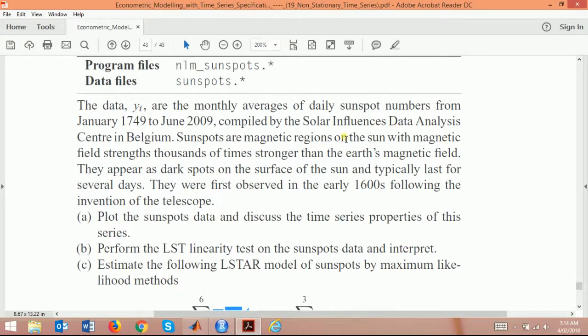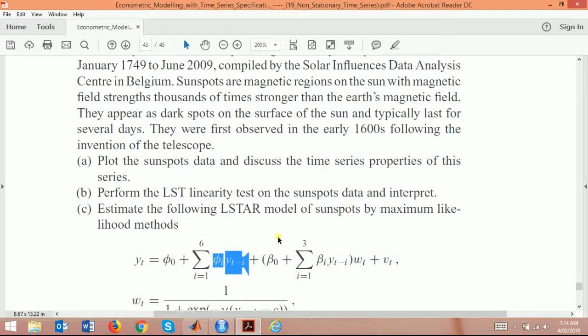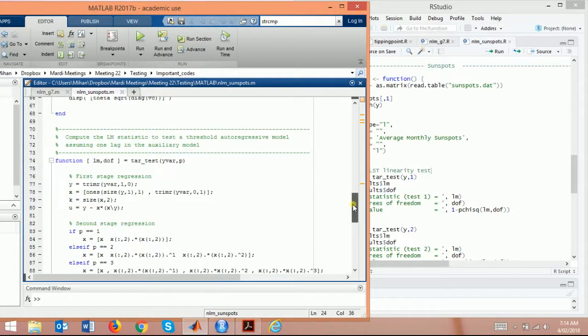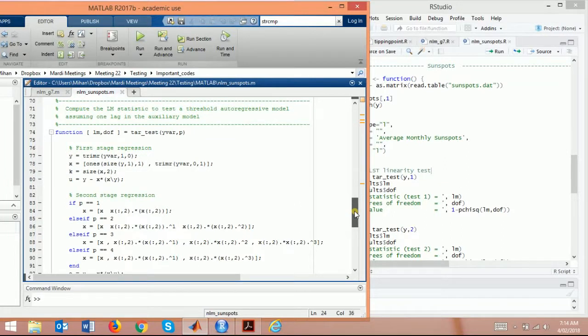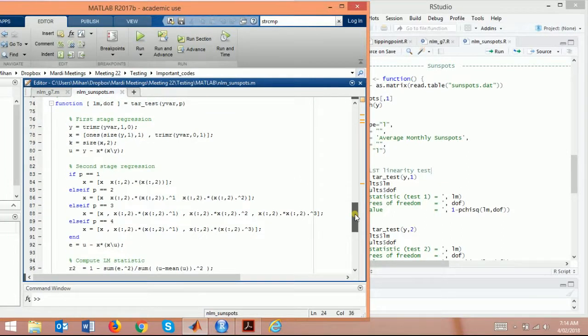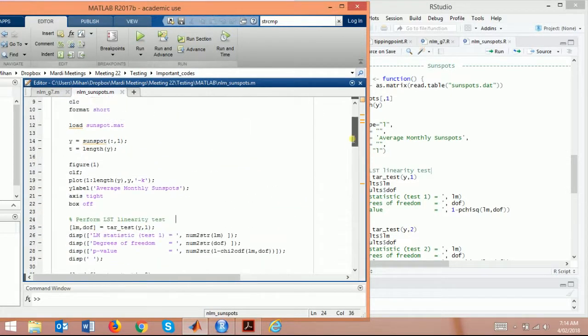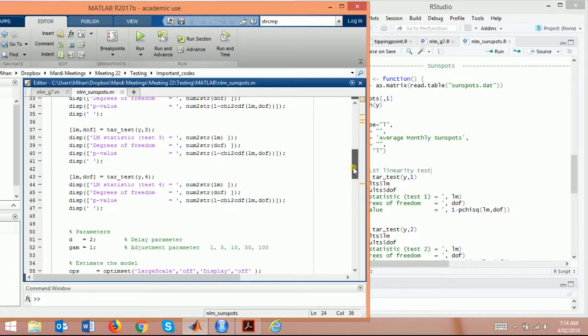The data are the monthly averages of daily sunspot numbers. LSTAR model of the sunspots data: LST on the sunspots data, right? Start test. Second stage regression, P equals 4. So we'll do it 4 times because P goes up to 4. Lag 4, because the lag goes up to 4.